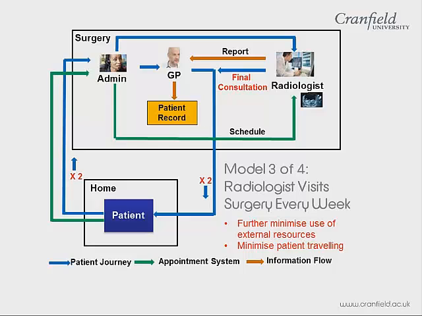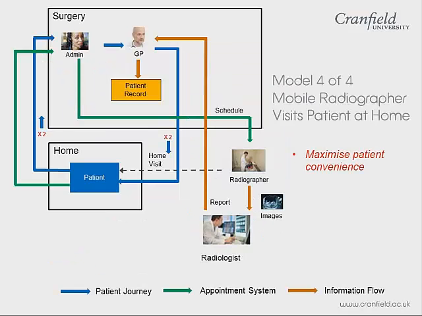The fourth model that we considered is a mobile radiographer. So in this case, the radiographer will visit the patient at the home. So they will get the images and send them dynamically to the radiologist. So in this case, the radiologist will feed the results to the GP, and the patient will have to go to the surgery to get the results. So the advantage with this is the patient will notify when they are available, and the radiographer will visit them at their home. So these were four main models that we came up with.